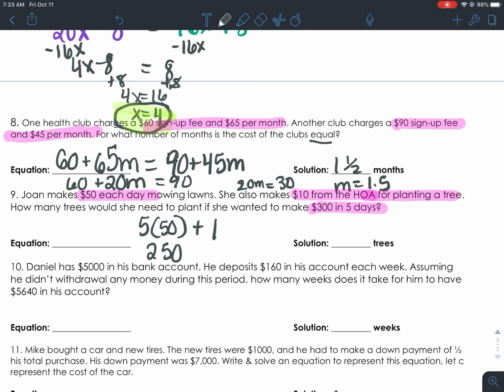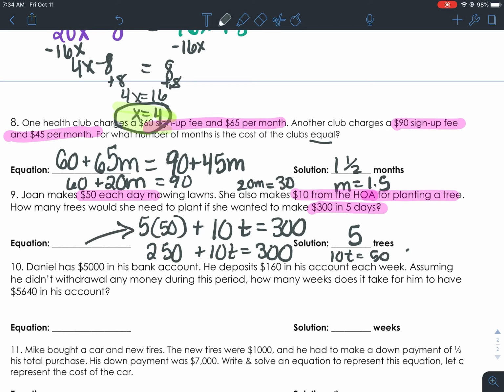Plus, in addition to that, $10 for each tree she plants, and she wants to make $300. So then we would subtract $250 from both sides, which would be 10t equals 50, there is no room on this. I really should make this another page. And then you divide by 10, so t is equal to 5.